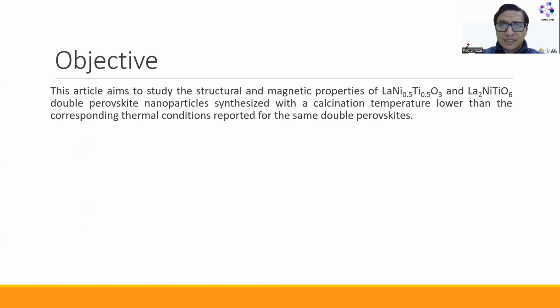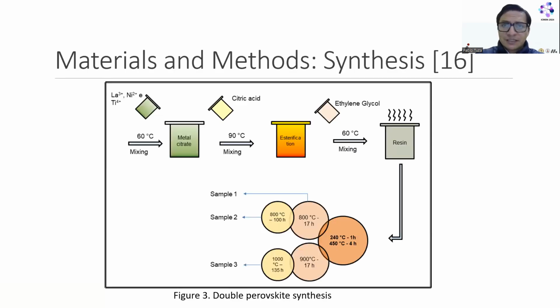The purpose of this work is to synthesize double perovskites containing lanthanum, nickel, and titanium by using calcination temperatures lower than those reported in the literature, and also to report the calcination time. Let's move to the materials and methods section and talk about the synthesis.